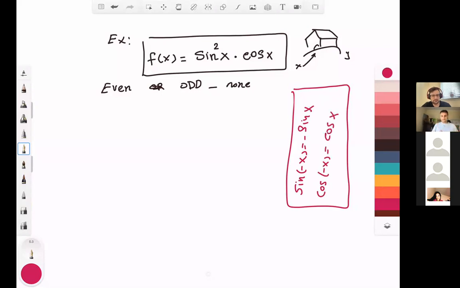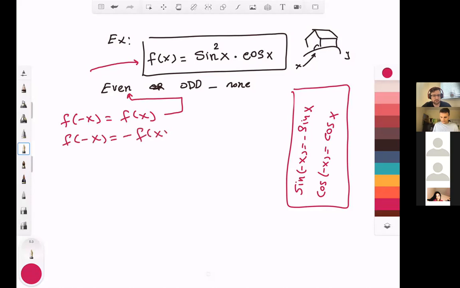correct? We know this. In order to decide even and odd, we need to find f of negative x, correct? If f of negative x equals f of x, then we're going to say it is even. If f of negative x equals negative f of x, we're going to say it is odd, correct? If none of these two, we're going to say neither.